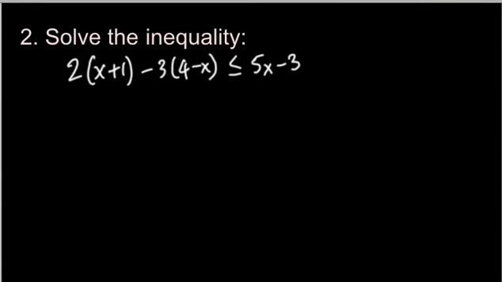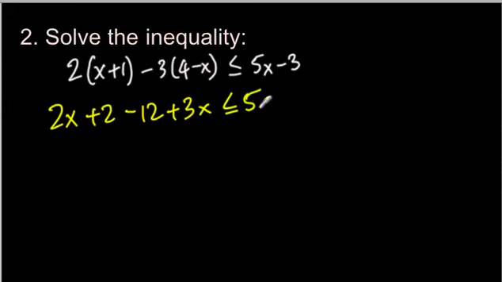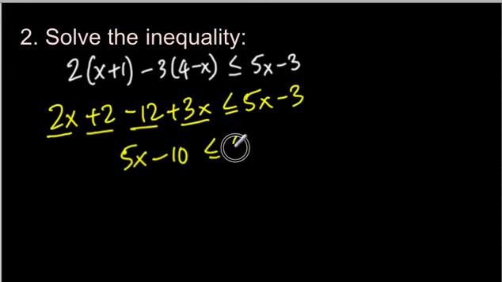Okay, next question. Solve the inequality 2x, and so on. So we have to solve this inequality. Let's solve it by expanding. So this is 2x plus 2, minus negative 3 times 4 is negative 12. Negative 3 times the negative x is positive 3x, less than or equal to 5x minus 3. Let's simplify by grouping. So this is 2x plus 3x, so that's 5x, and positive 2 minus 12 is negative 10, is less than or equal to 5x minus 3.